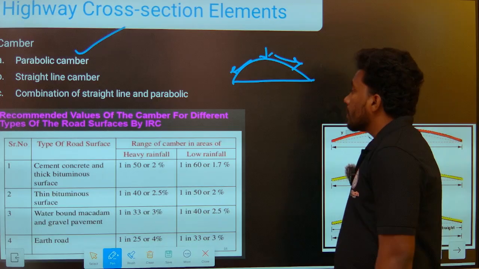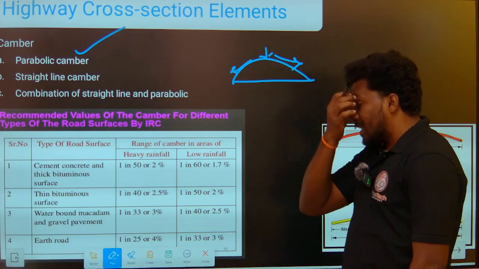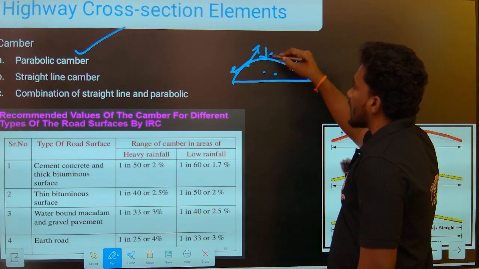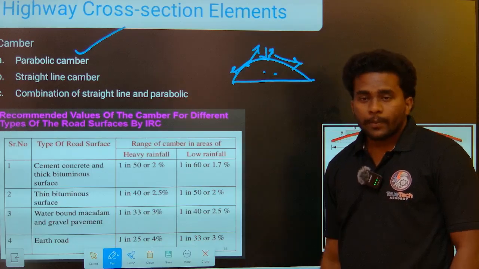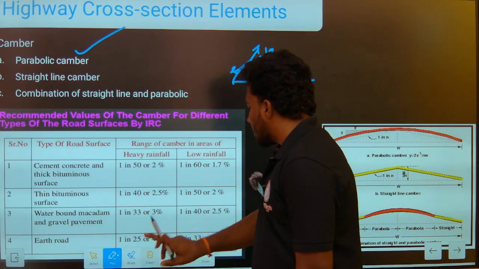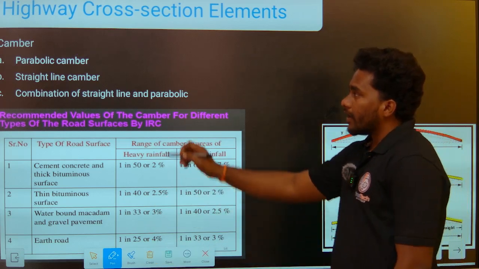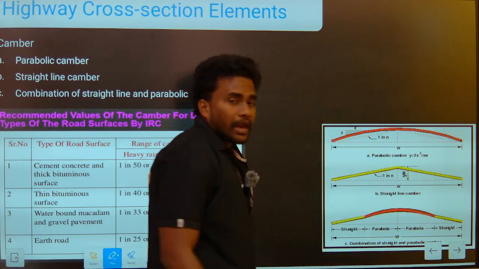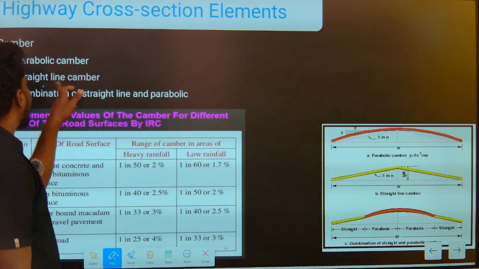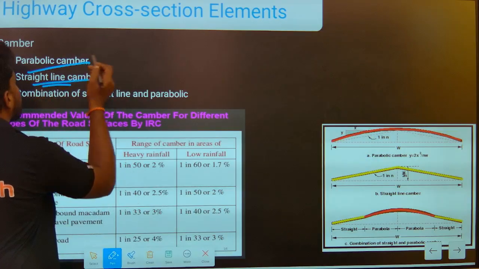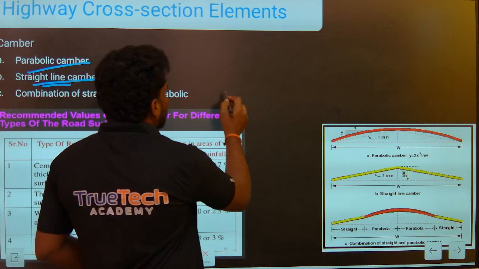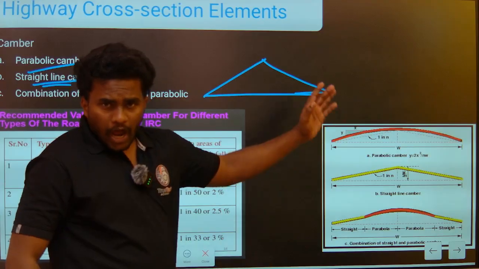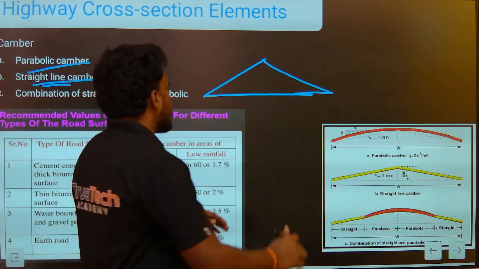Another thing is that to provide safe movement of vehicles along the road surface, we have to provide the camber. These are the importance of the camber we have to provide along the road surface. In that, the first one is parabolic camber, and the next one is the straight line camber. We are not using the straight line camber, but we have to discuss it.